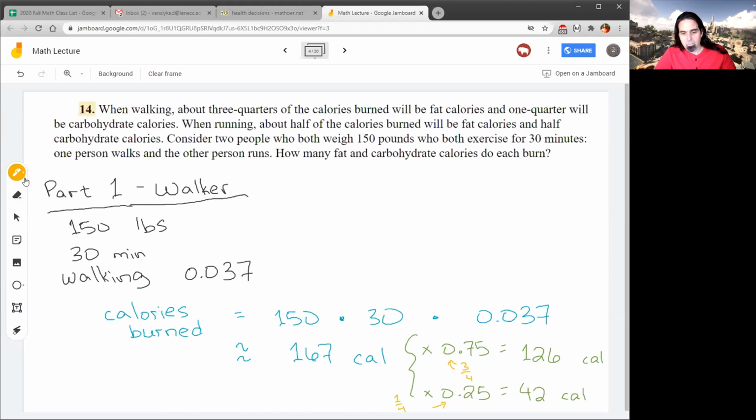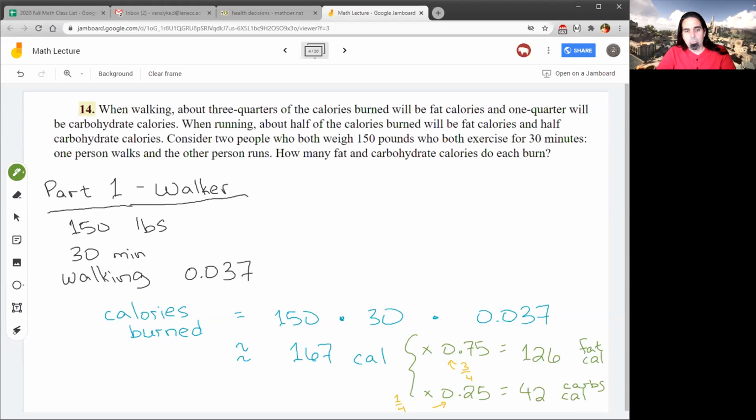And I'm rounding a bit, right? These two don't add up to 167. I'm off by one. Well, there we go. That's about how much we want. So the 3/4 was the fat, and the 42 was the carbs.